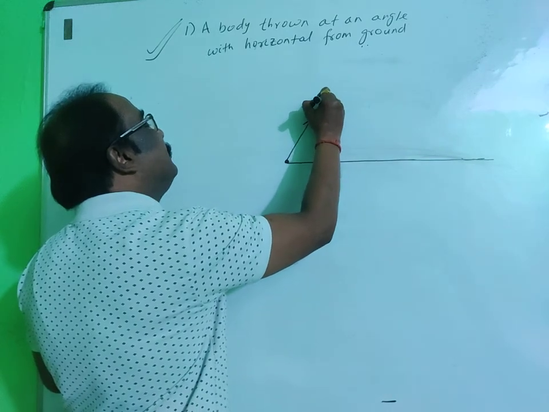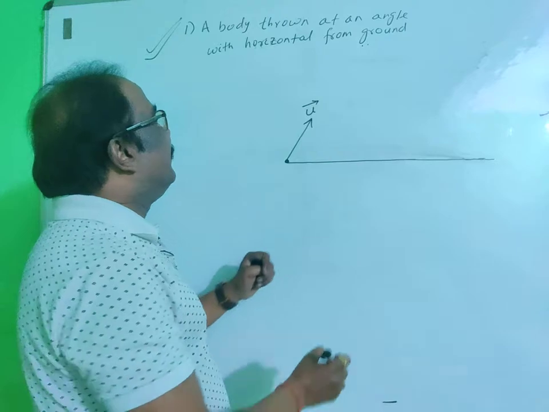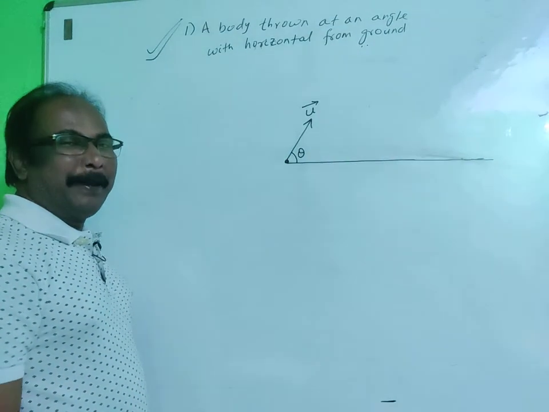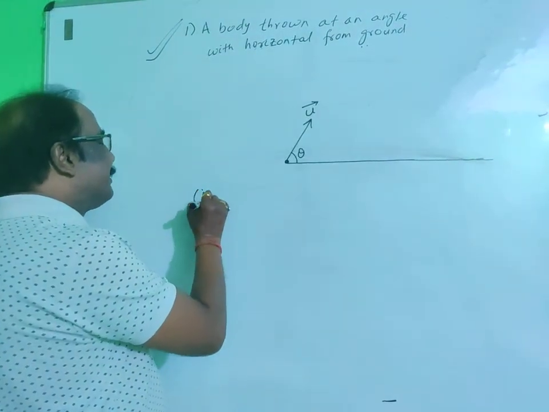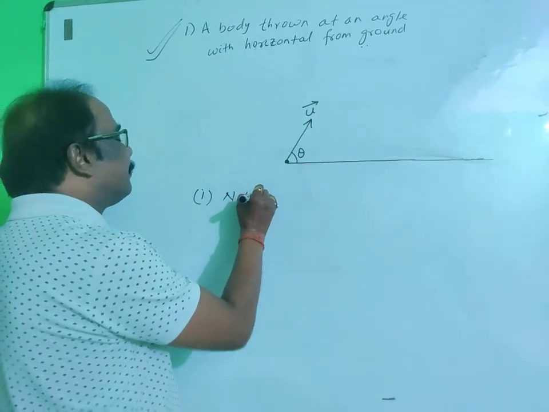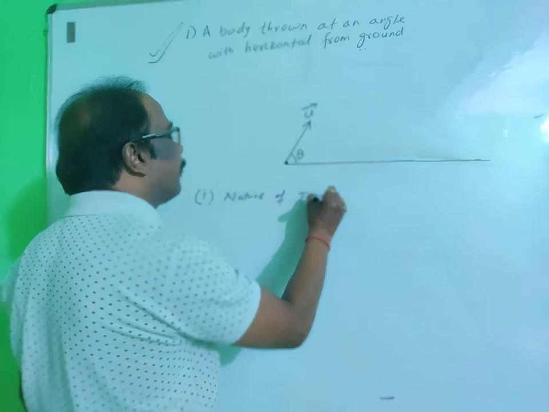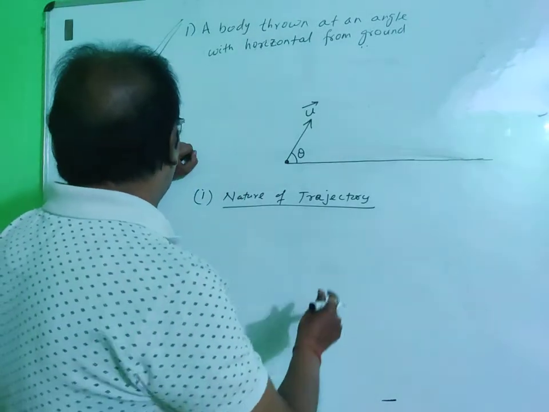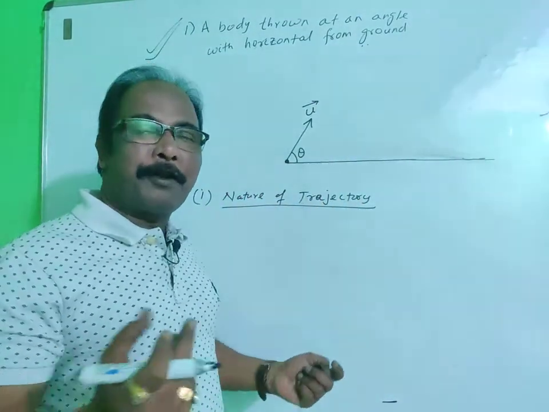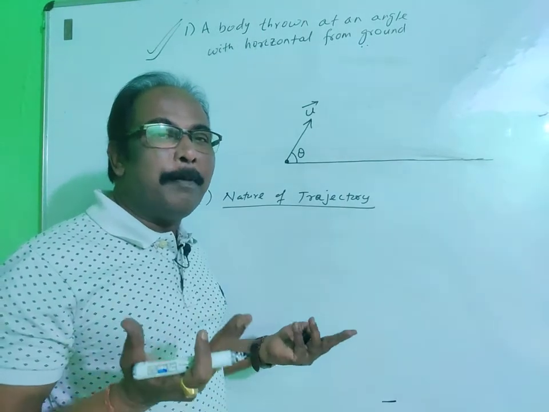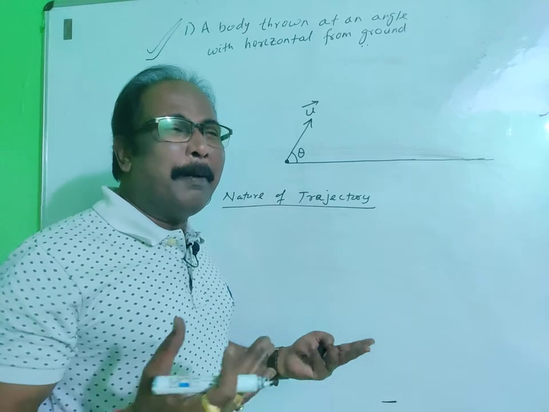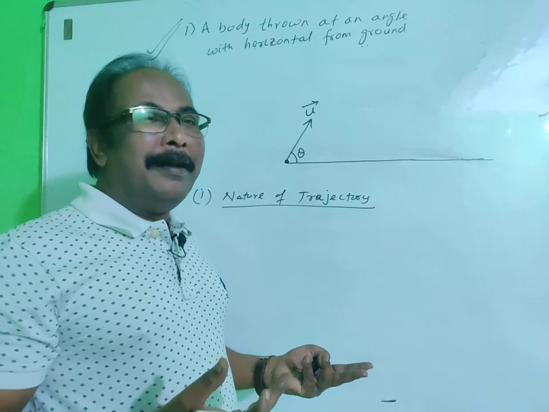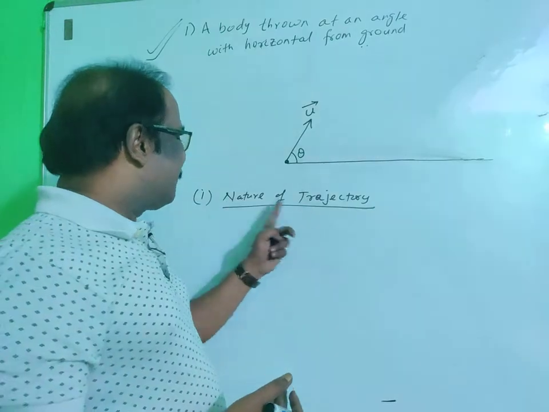So the initial velocity given to the body is u. A body thrown at an angle, let the angle of projection be theta. Okay. First, what do we need? Number 1, we are going to find the nature of trajectory. What we have discussed, the path followed by projectile is called as trajectory. We have to see what is the nature of the path followed by the projectile. Okay. Thereafter we will go to derivations to get different parts of projectile motion. This is the first one, nature of trajectory.